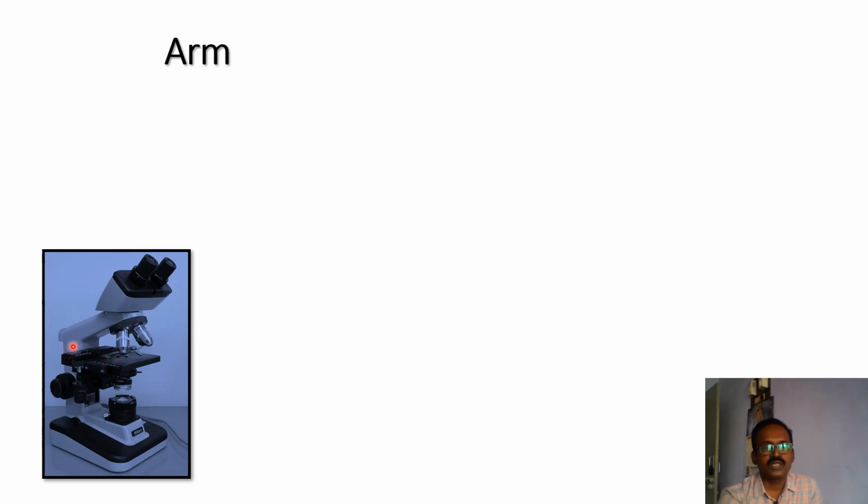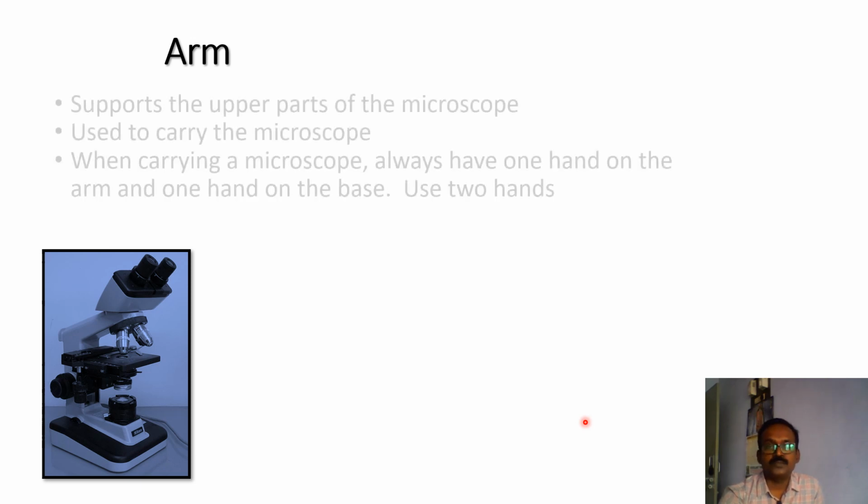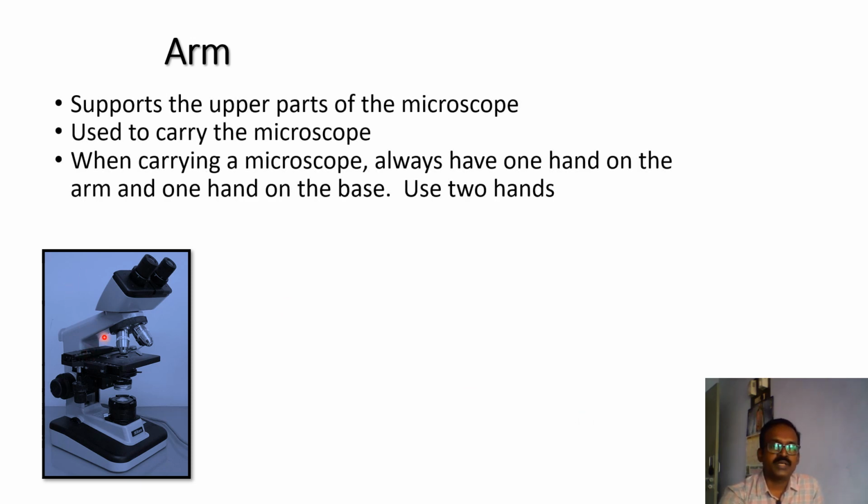Arm. This is the arm. It supports the upper part of the microscope. It is always used to carry the microscope. When carrying the microscope, always have one hand on the arm and the other hand on the base of the microscope. So use two hands for carrying the microscope from one place to another.